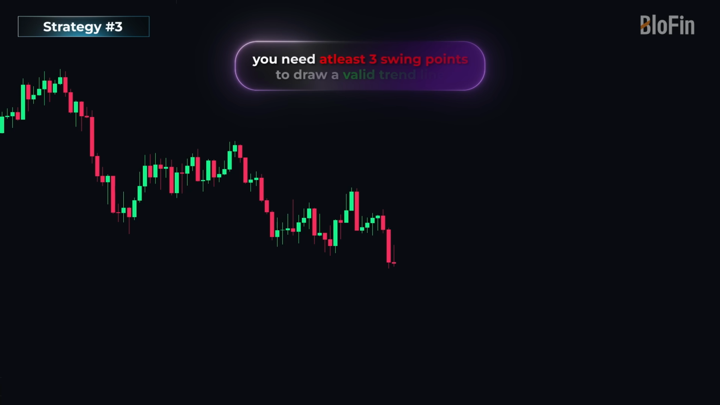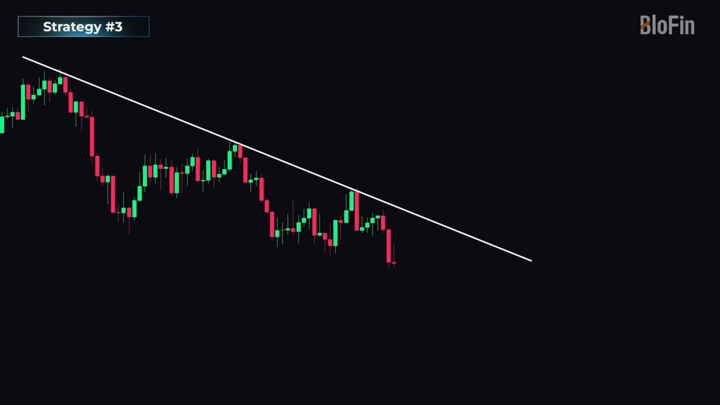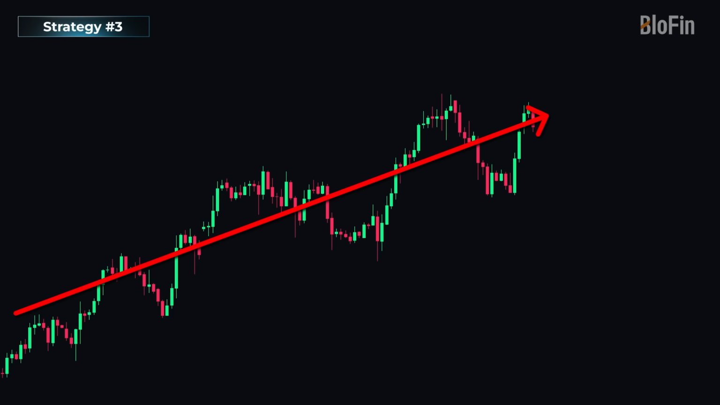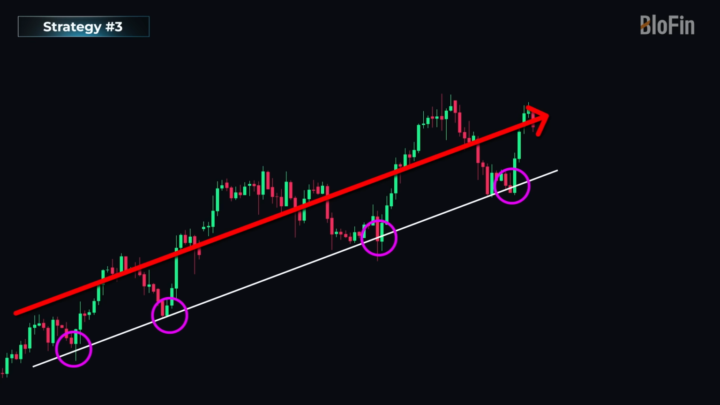To draw a valid trend line, you need to find at least 3 swing points in price. If it's anything less than 3, it's not valid. Once you've found 3 swing points, connect them with a line. Now here's something important. Before drawing a trend line, make sure you also check the direction of the trend. If the market is trending down, you draw the trend line connecting the swing high points. If the market is trending up, you draw the trend line connecting the swing low points.